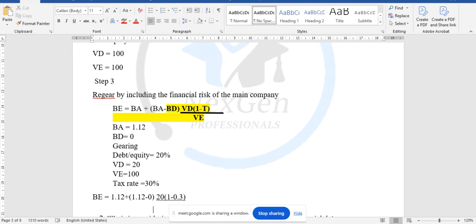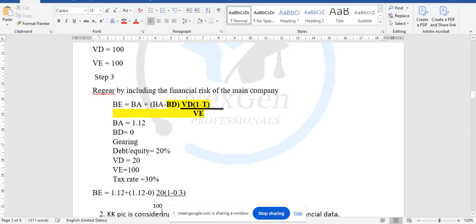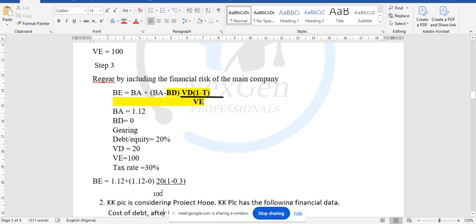Divided by the value of equity, which is what? 100. Please, if you don't understand what we are doing, mute your mic.